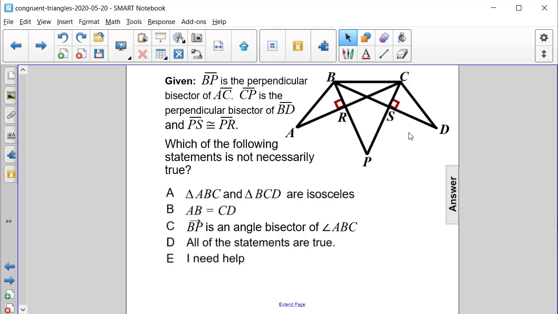Well, let's investigate our diagram with the information that we are provided. So first, we know that BP is the perpendicular bisector of AC. So here's segment AC. It's already marked that it's perpendicular. I'll mark it on the other side. And then it also bisects segment AC into two congruent pieces.